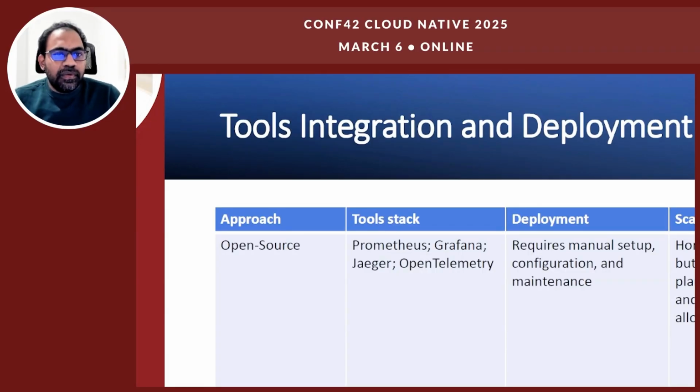Next I'll talk about the tools that can be integrated or deployed in multi-cloud environments. First, either we can use open source tools or commercial SaaS platform tools. Open source tools are such as Prometheus, Grafana, Jaeger, OpenTelemetry, and SaaS platforms are Datadog, New Relic, Grafana Cloud, Dynatrace, Splunk. In terms of deployment, the open source tools require manual setup, configuration, and maintenance, but the SaaS platforms are fully managed by the service provider. It is also quick to deploy and scalable.